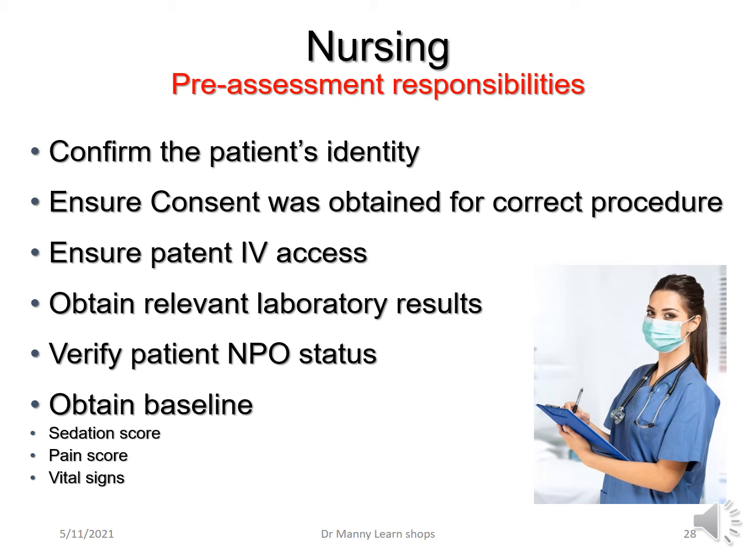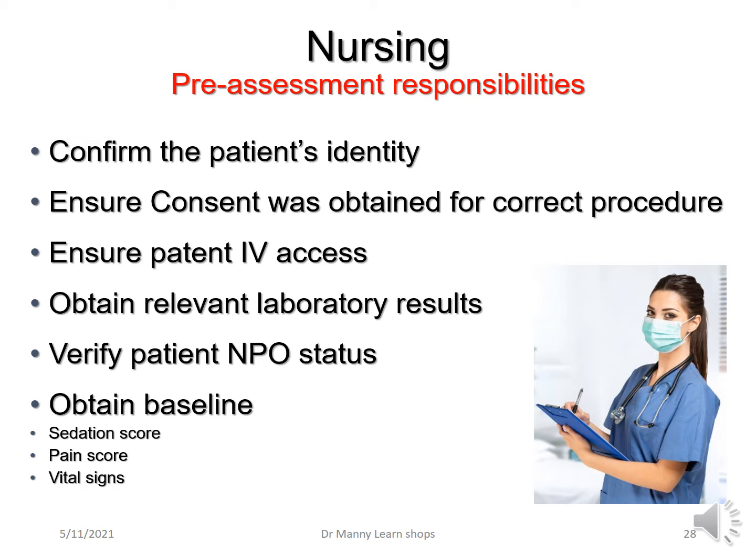Obtain relevant laboratory results to identify issues. They may be hypokalemic, hyperkalemic. They may have problems related to urea, creatinine, renal function, liver function, LFTs, etc. Because again, this will affect procedural sedation doses. Verify the patient's NPO status just in case something goes wrong and they can't protect their airway. They lose their effective reflexes.